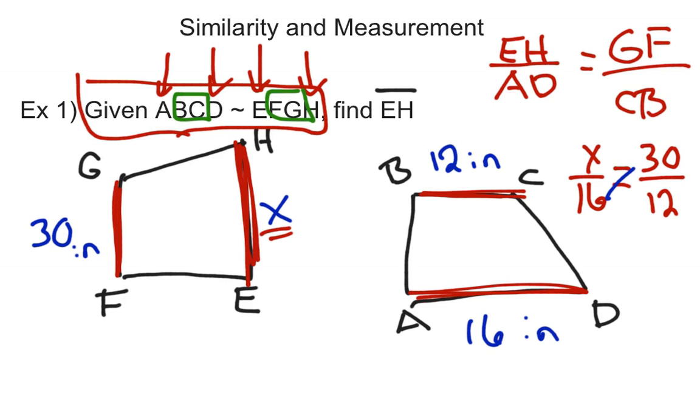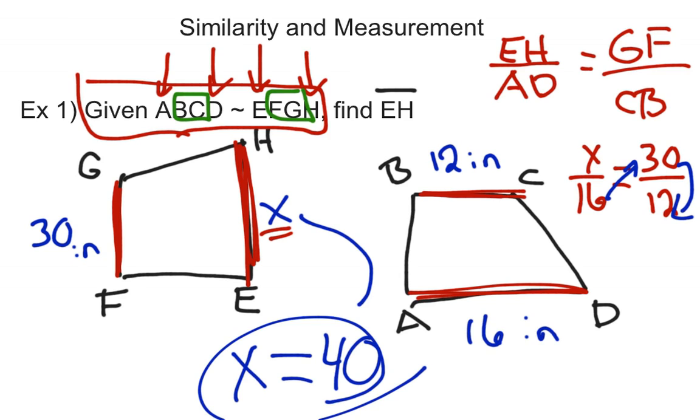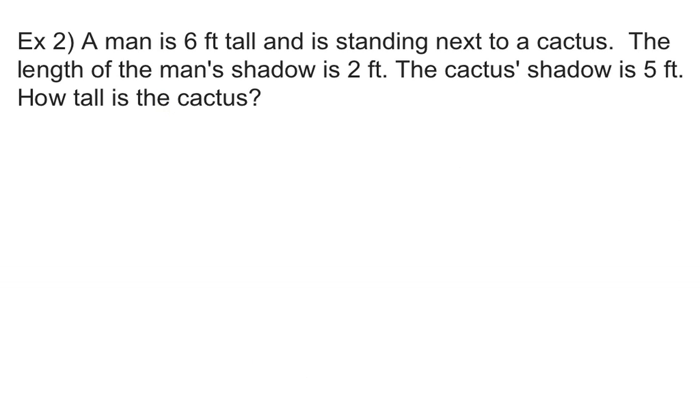We're simply going to cross multiply 16 times 30 and divide by the number that's left, the 12. And we're going to figure out that X, when I do 16 times 30 divided by 12, is going to be 40. That's my answer, because I'm trying to find X, which is what side EH was. So all we're doing today is taking our corresponding sides and writing them as a ratio, which forms a proportion because the two ratios are equal to each other.